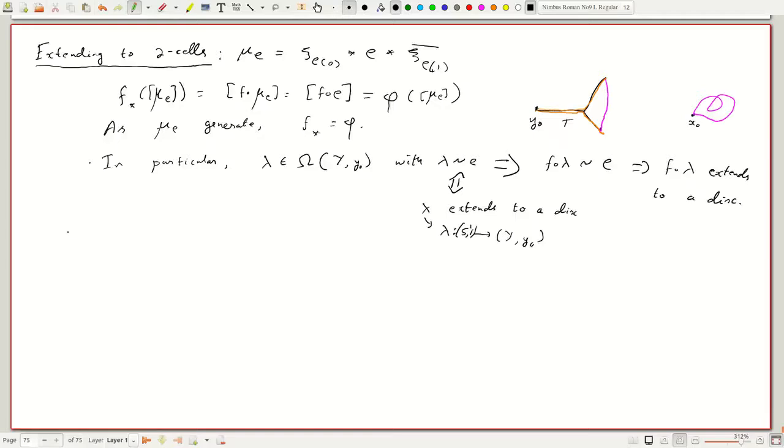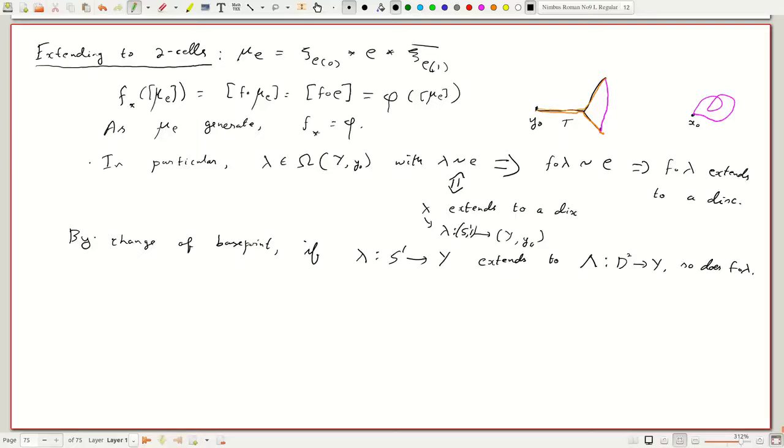Okay, and by change of base point, because change of base point is an isomorphism, what we see is that if I have a map lambda from S1, and I don't need a base point, any base point, S1 to Y, extends to whatever I would want to call it, some capital Lambda mapping D2 to Y, so does f composed with lambda. Okay, so now we are set.